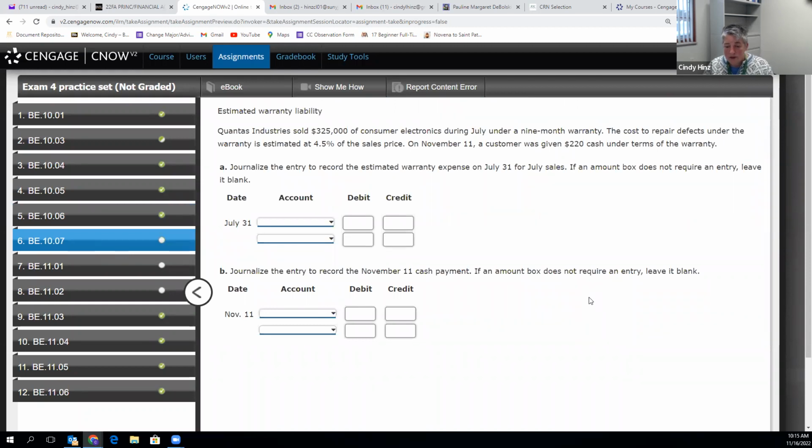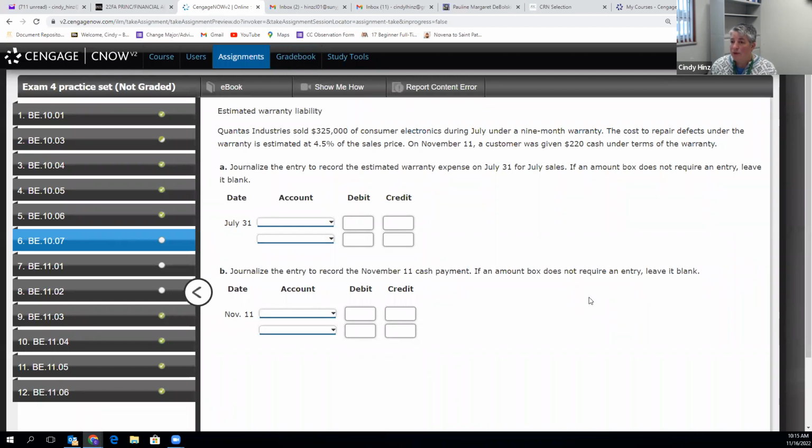Okay, the last exercise from chapter 10 on other liabilities is estimated warranty liability. So it's important to note that similar to the pension and the vacation, we don't know exactly how much this is going to be. So we have to predict or project, estimate how much we might actually end up spending to satisfy any warranty claims.